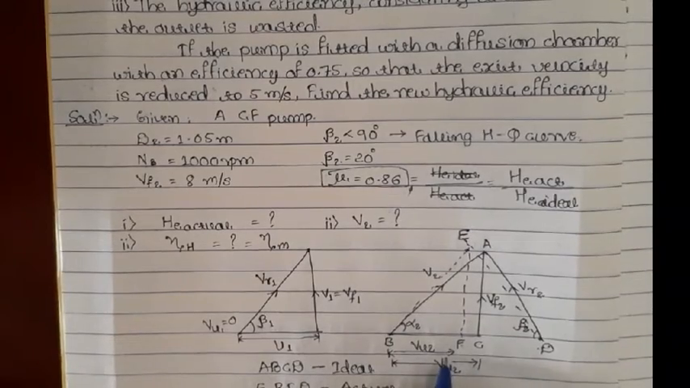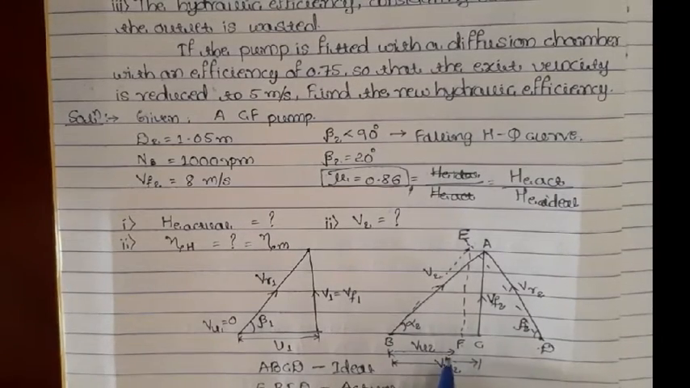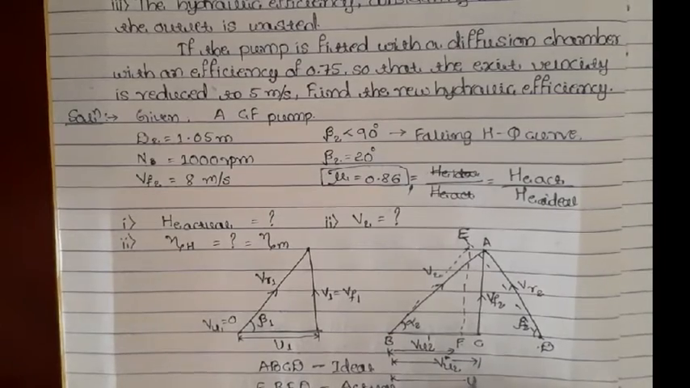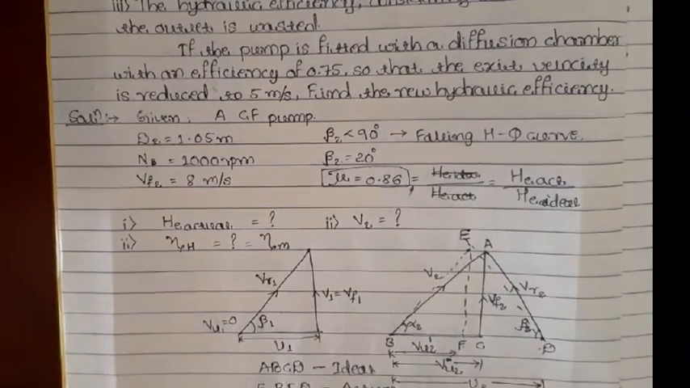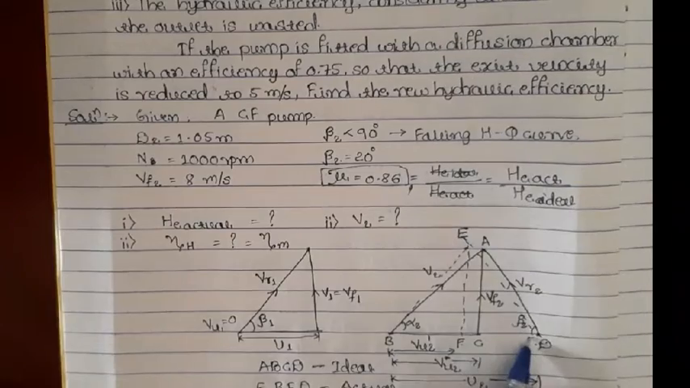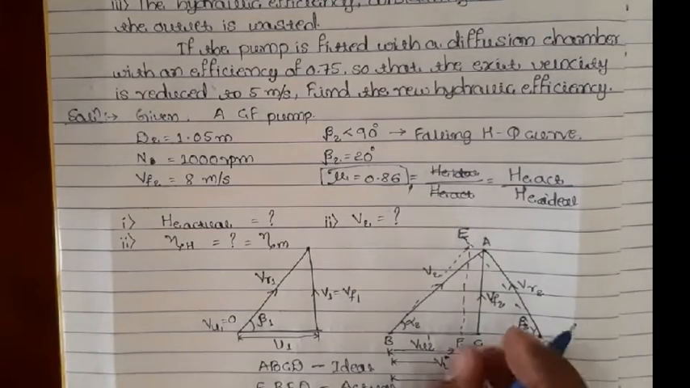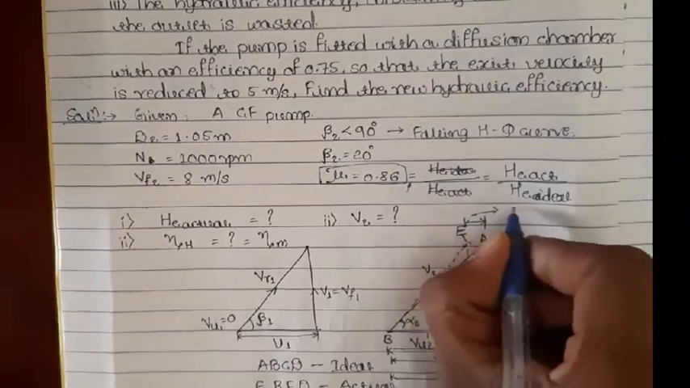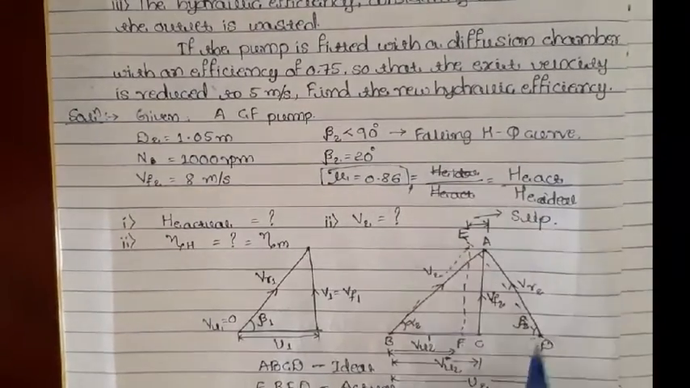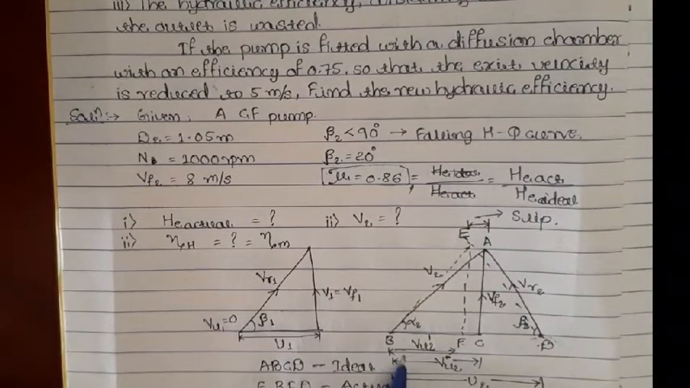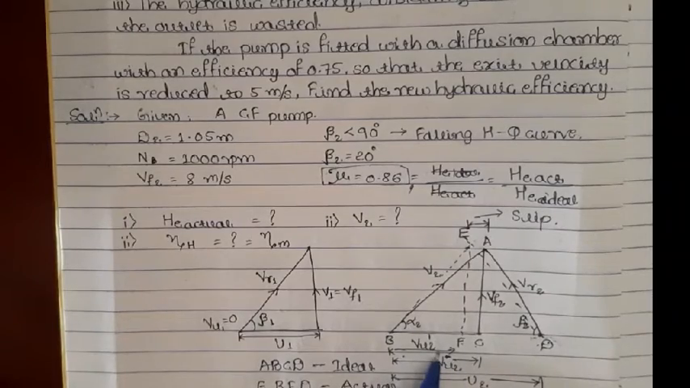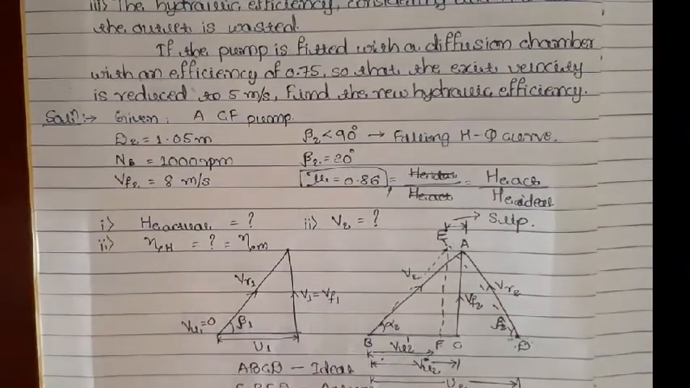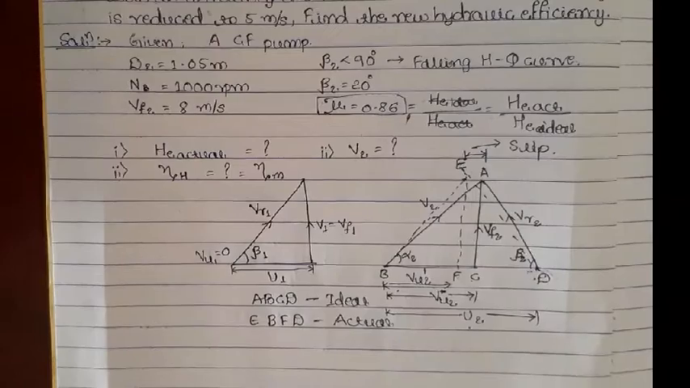Let me call the actual Vu2 as Vu2 dash, and U2 remains the same. We must know that: U2 remains the same, that means BD remains the same, but what changes is this factor. This difference is what we call slip. Because of slip, the value of Vu2 gets reduced in the actual case. That is why we have something called slip coefficient. You must understand that before we get into the problem.